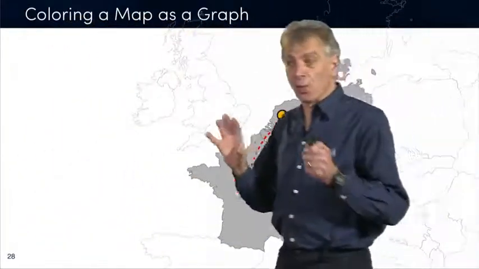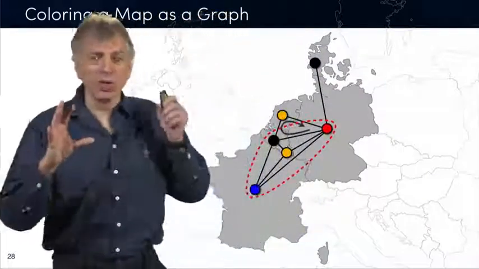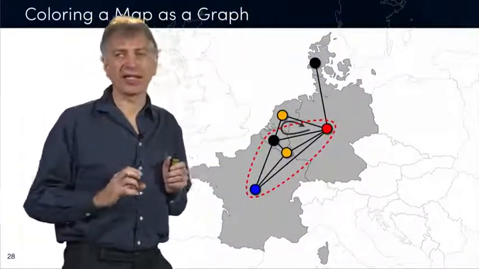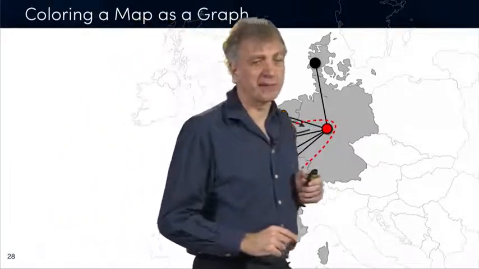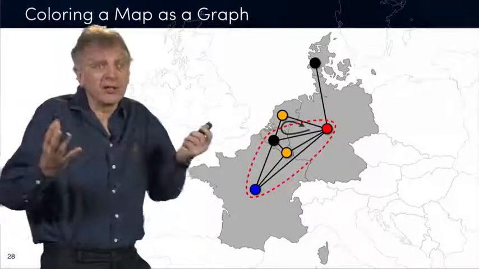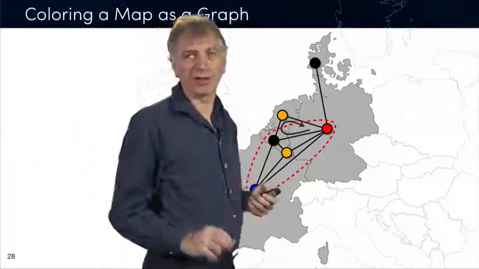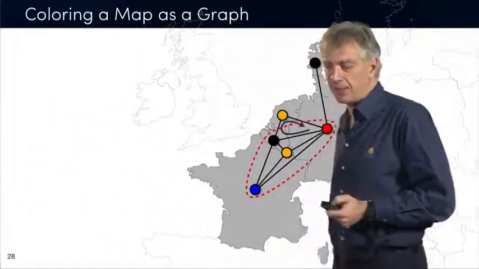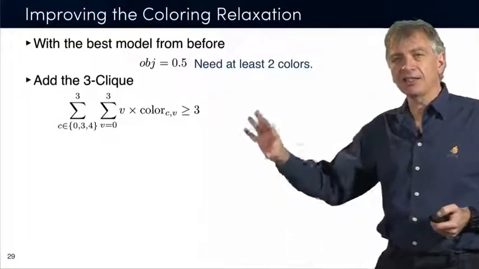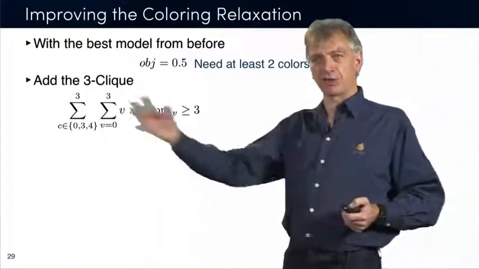Once you have that, you can reason about the number of colors that you need in a clique. If you have a clique of size 3, how many colors do you need? All these vertices are adjacent to each other, so you need at least 3 colors. If you have 4, how many colors do you need? In a sense, what you can do is add these clique constraints, and these are some of the constraints that you can use.